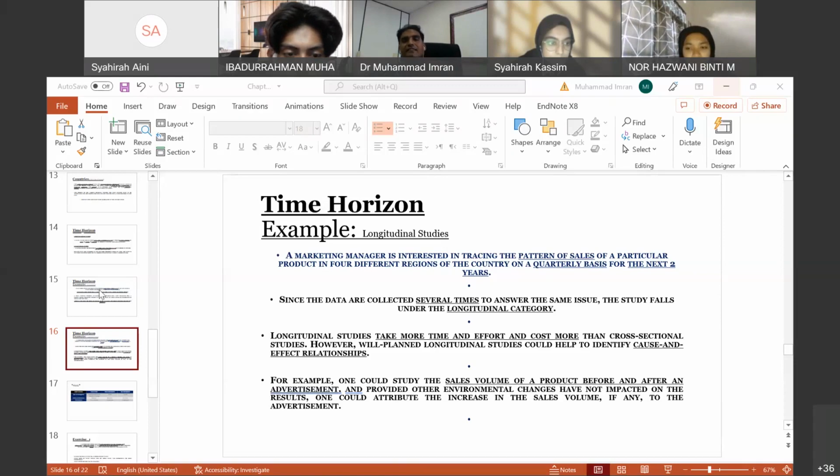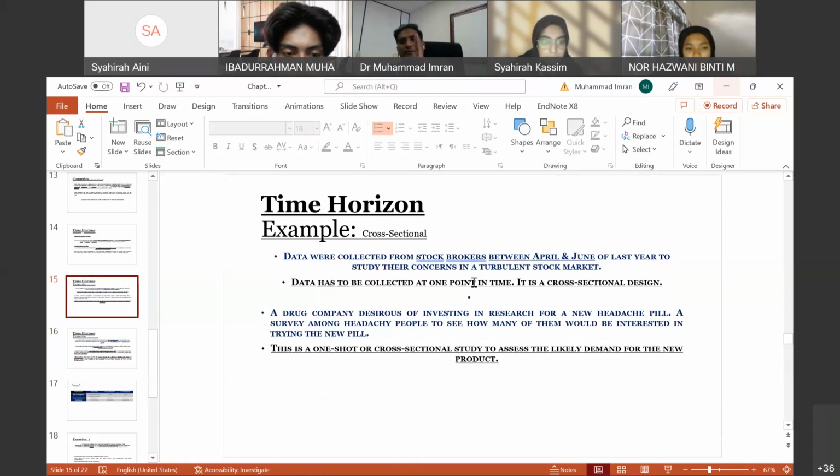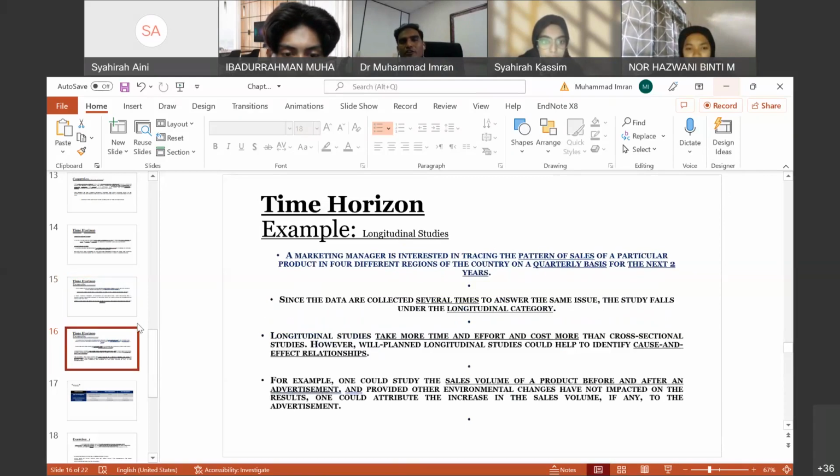See here, very simple one. In cross-sectional, we are collecting one-time data. In longitudinal, we are collecting data more than 2 times, maybe 3 times. Same question here: the first time we collect the data, maybe the first month, and then again from the same respondent, after 1 month, we collect the same data again.